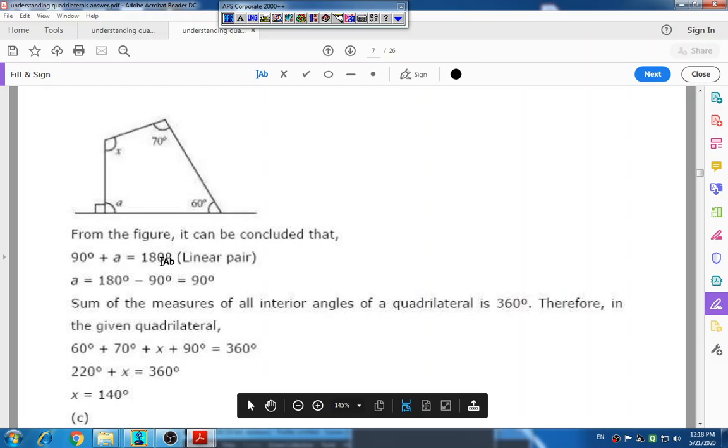Sum of the measures of all interior angles of quadrilateral is 360 degree. Therefore, in the given quadrilateral, 60 degree plus 70 degree plus x plus 90 degree is equal to 360 degree. So total is 220 degree plus x is equal to 360 degree. So on subtracting, we get the value of x, that is 140 degree.